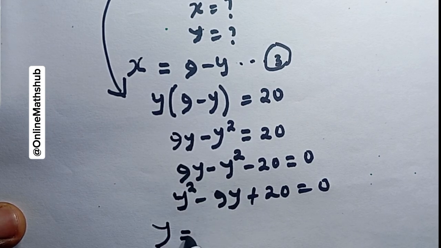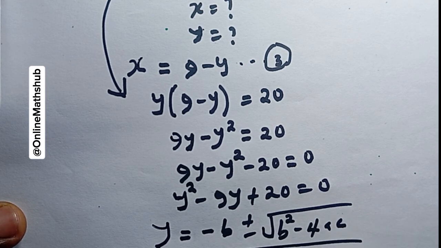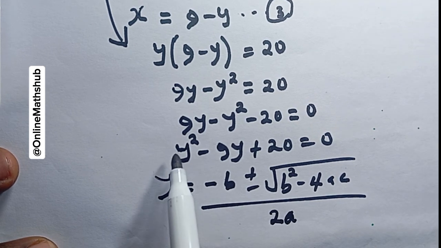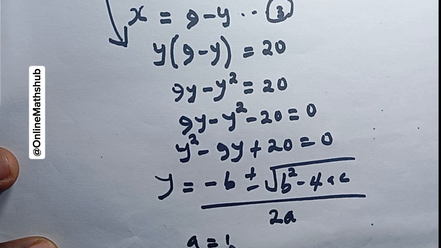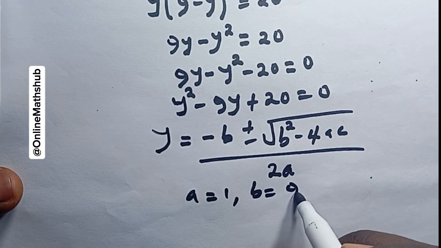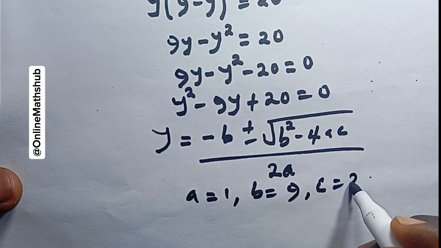So y will be equal to minus b plus or minus the square root of b squared minus 4ac, all divided by 2 times a. Okay, and of course in this case a is the coefficient of y squared, which is equal to 1, and then b is the coefficient of y, which is equal to negative 9. Okay, and then c is this constant, which is equal to 20.